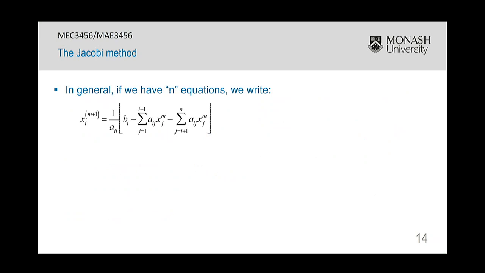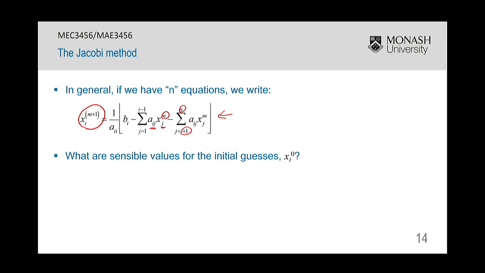So in general, if we have n equations, we can write that x_i^(m+1) is equal to this expression here. The reason we split this into two sums is because x_i appears on the left-hand side, it doesn't appear on the right-hand side. So we need to sum the product of the matrix coefficient and our unknowns at the old iteration, where j goes from 1 to i minus 1, and from i plus 1 to n, which is the last equation. So we can write this like that.